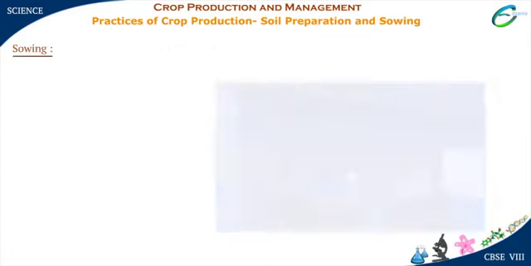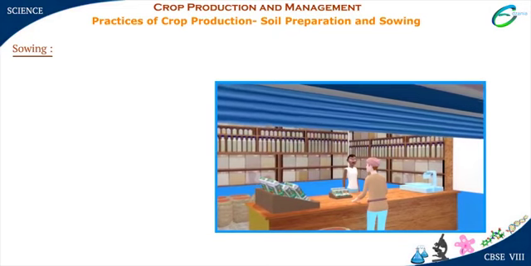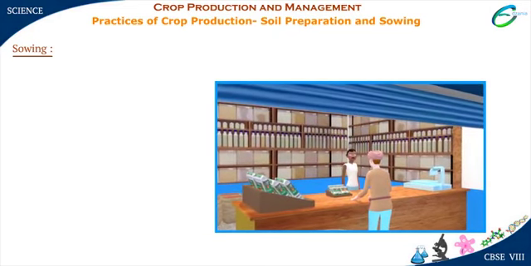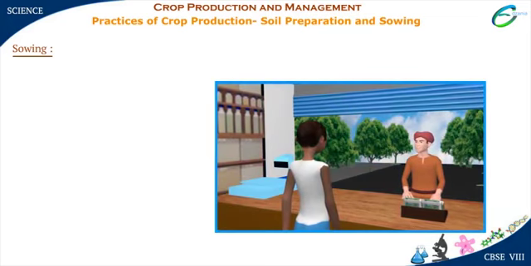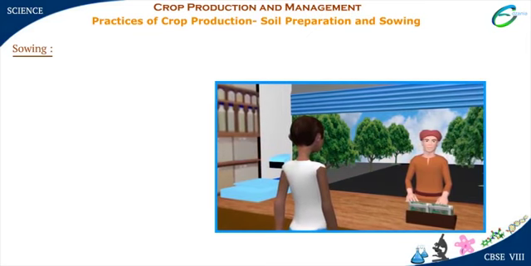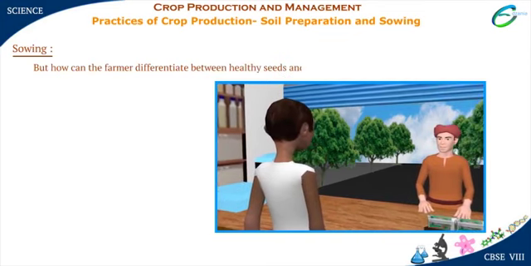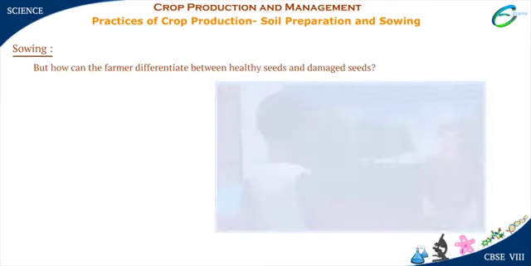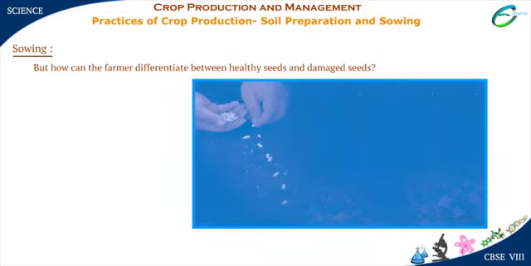Sowing. Before sowing the seeds, it is necessary to check the quality of the seeds. Good quality seeds are clean and healthy seeds of a good variety. Farmers prefer to use seeds that give a high yield. But how can he differentiate between healthy seeds and damaged seeds? Damaged seeds become hollow and are lighter and will float if immersed in water. This method can be used by farmers to check the quality of seeds.